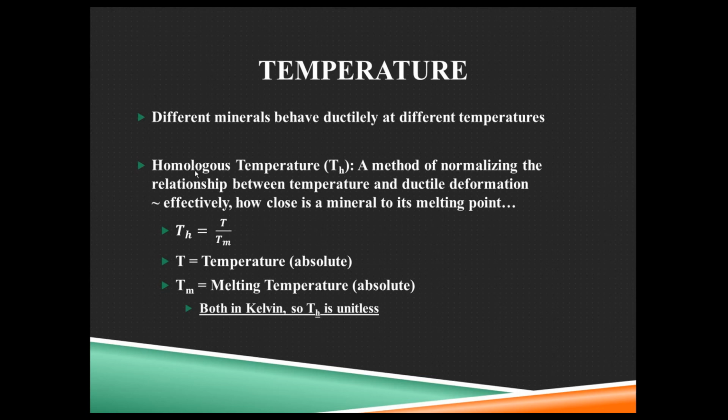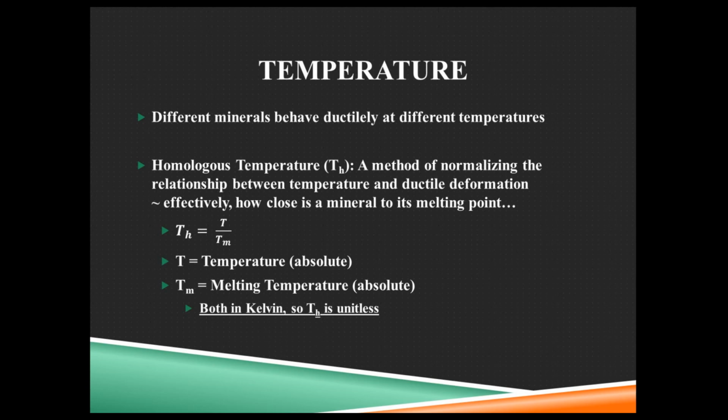And so we use homologous temperature, or T sub H. T sub H, homologous temperature, is the current temperature of the rock, or the mineral, divided by the melting temperature for that mineral. Now, both the temperature and melting temperature have to be in absolute temperature, in Kelvin. Because they're both in Kelvin, this makes the homologous temperature unitless. The units cancel out. You just have a number somewhere between 0 and 1.